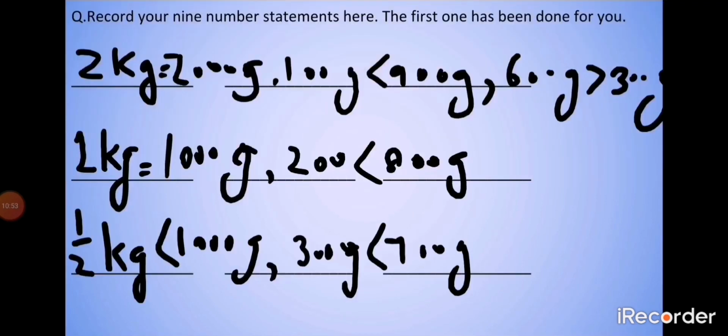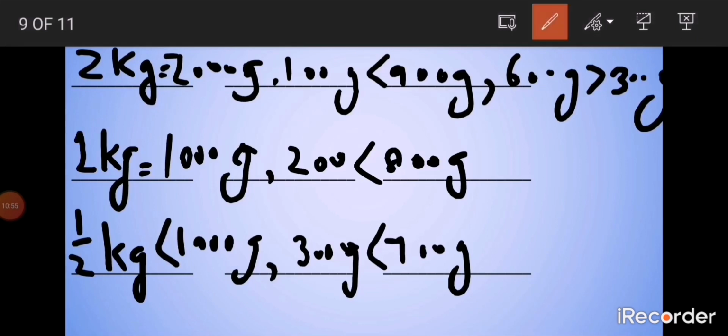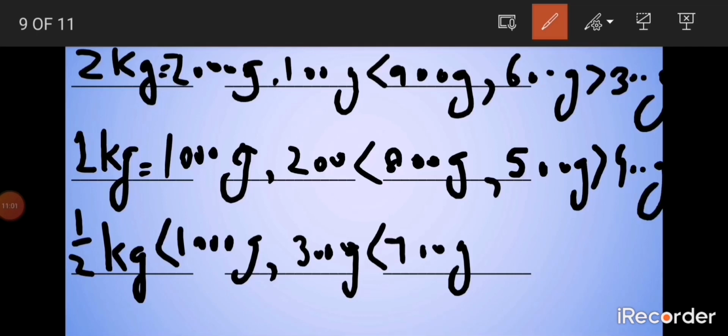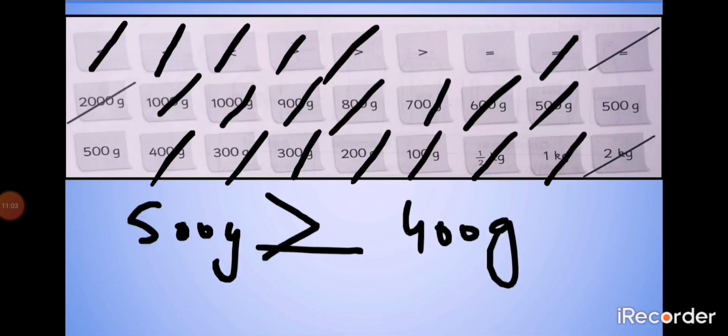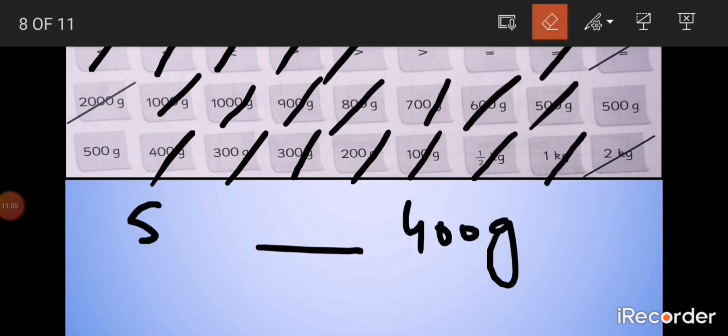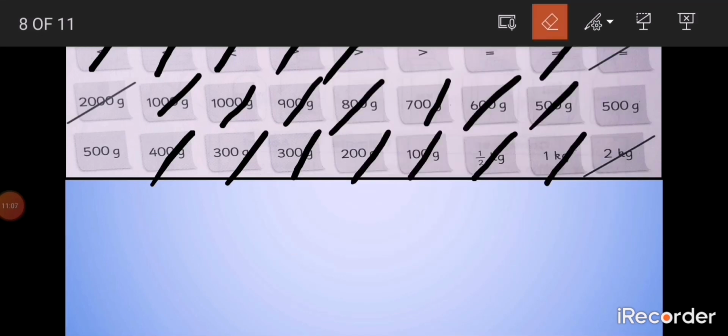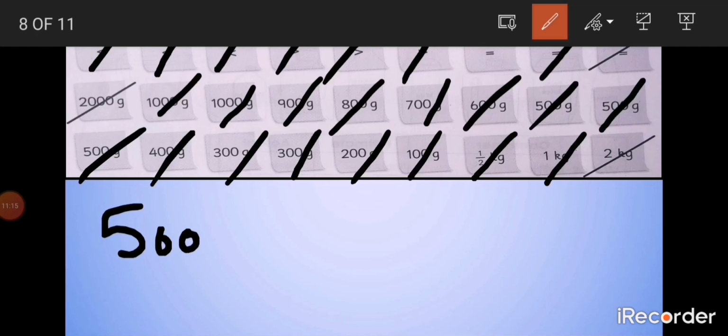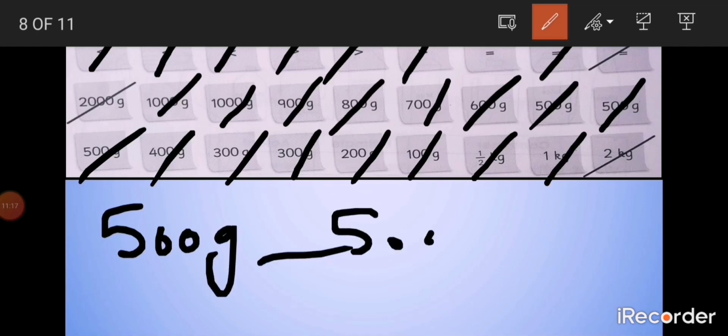Now I'm recording my number sentence here. 500 grams is greater than 400 grams. Done. Now erase this. Again the last one. 500 gram and 500 gram. So I've crossed it. Okay. Now the last one is 500 gram dash 500 gram.